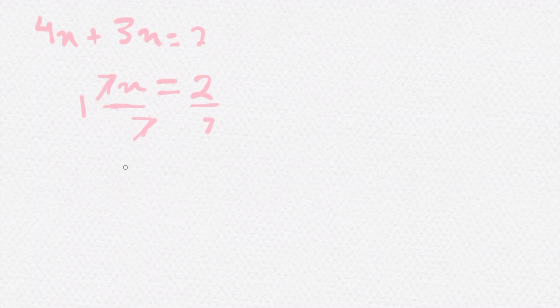Now, let's try another question. 4x plus 3x is equal to 2. Now, 4 plus 3 is 7, so 7x will be equal to 2. You divide both sides by 7, so 7 over 7 is 1. x is equal to 2 over 7.